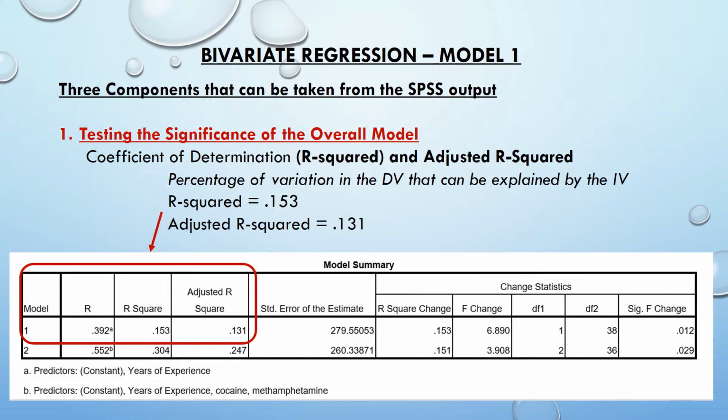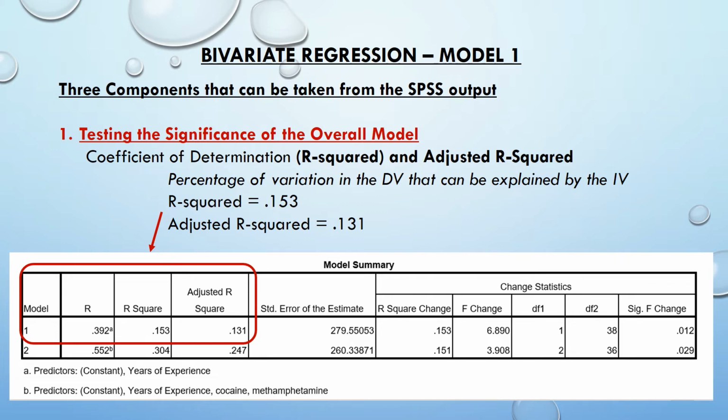But in the reality of research, what you're trying to do is you want to get the biggest R squared or biggest adjusted R squared you can get. So hopefully we'll take a look. Think about this when you go to Model 2. Model 2, which you can see right below it, you'll notice that both R squared and adjusted R squared get bigger. So we're explaining more of the variability in money earned from drug dealing.